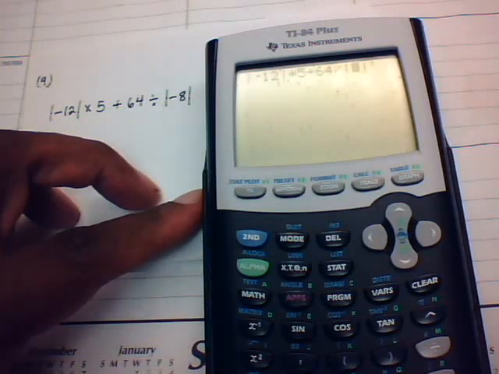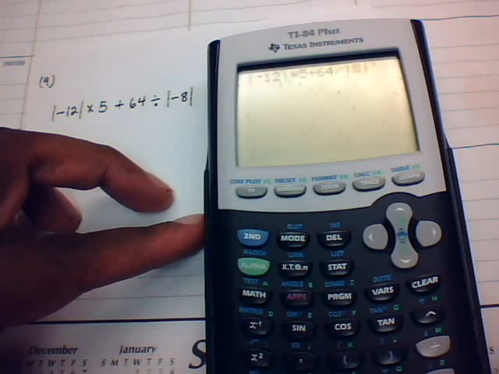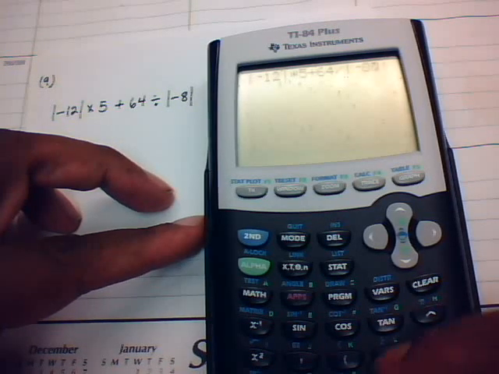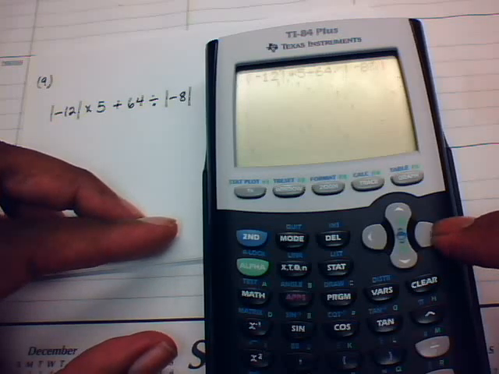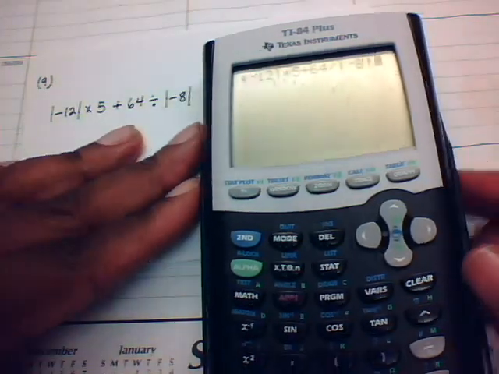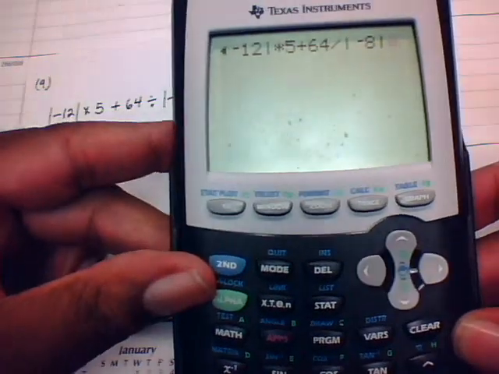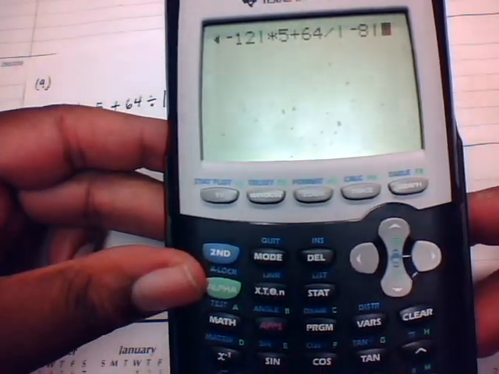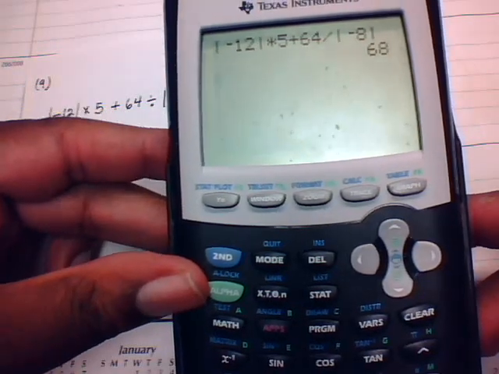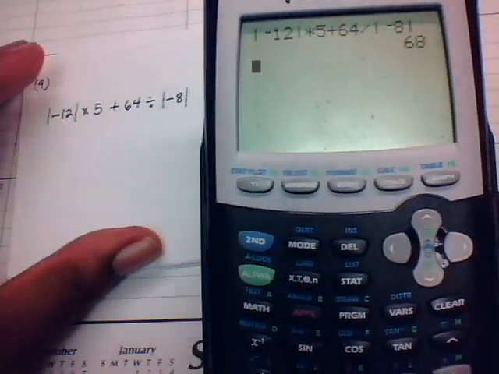Notice that the negative key is next to the decimal point, so make sure you hit that for negative 8. And then hit your right arrow key to get out of it. Okay. So your screen should look like this. And then you're going to press enter. And that will give you the answer of 68.